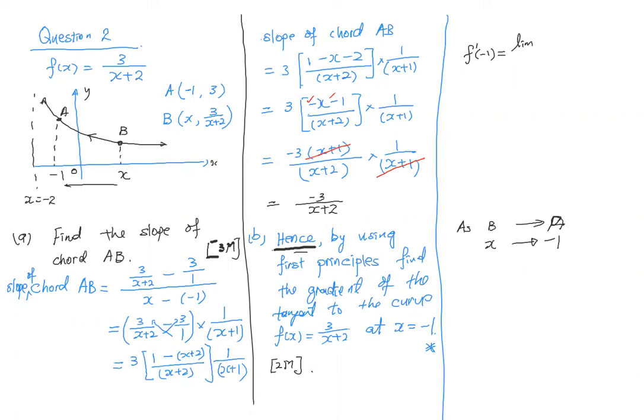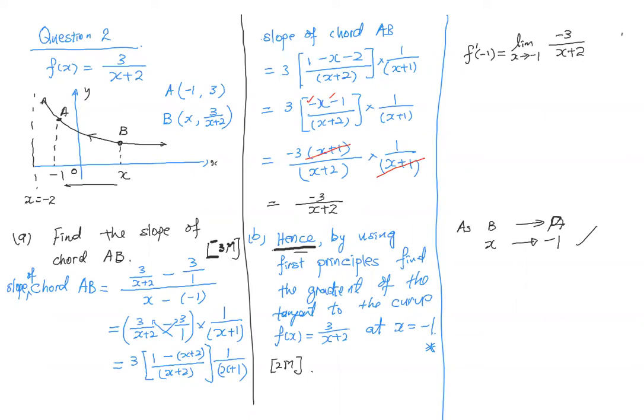What should I write at the bottom of the limit, then? x to -1. Yes, you are right. x approaches -1, so you have to be very careful. We can set the question like that, but if you understand, you will know what to write down there at the limit. So the slope of the curve is -3 over x plus 2. In this case, you got this.